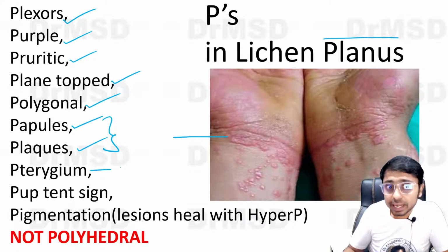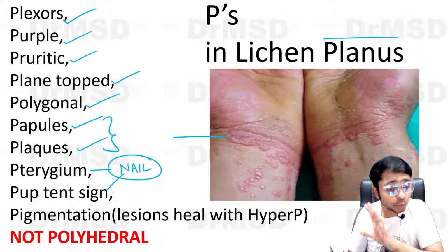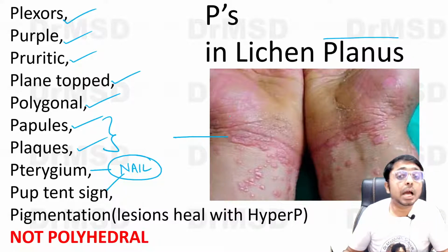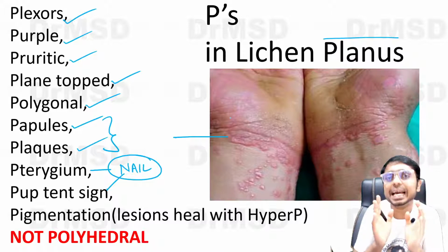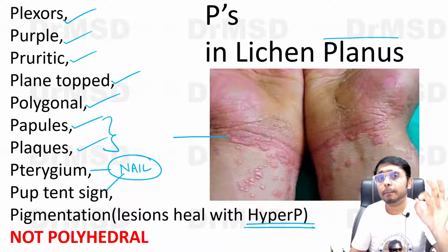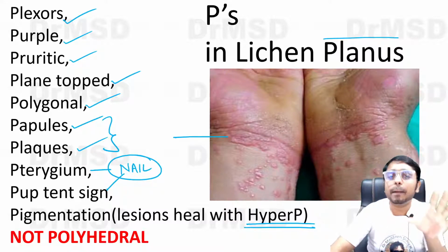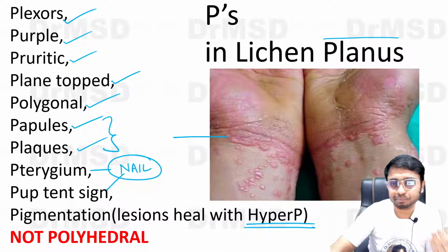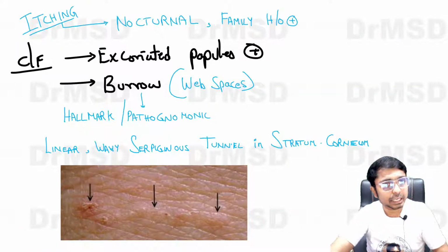And in the nail, a very important finding, nail pterygium will be there, and also the nail pup tent sign is one more feature which you must remember. And ultimately, when the lesions of lichen planus heal, they are going to leave behind a very bad hyperpigmentation. So these are all the points regarding lichen planus which you must remember. This is basically a papulosquamous disorder, which is a chronic inflammatory skin condition.